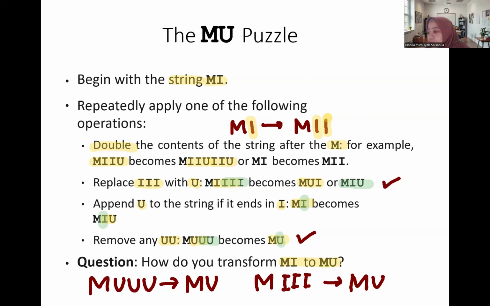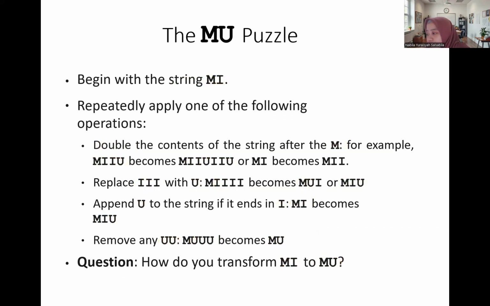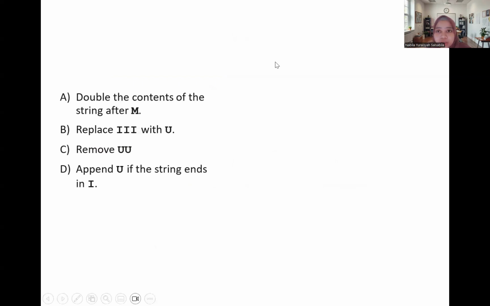So now let's try to find a way. We have four operations. Let's start from MI. What is the possible operation we can implement to this MI? Is it A, B, C, or D? Okay, let's see.